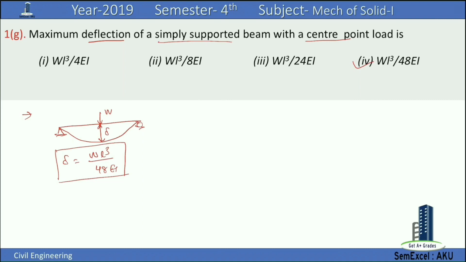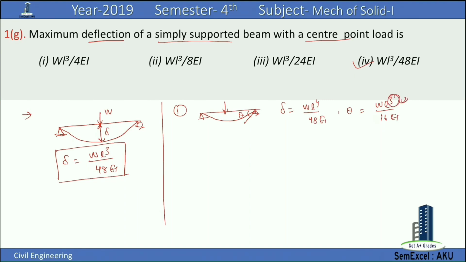Here I would like to give some more formulas. The first is this one: a simply supported beam with a point load at the center. This delta is equal to WL cubed by 48 EI. And the slope at the end point, theta, is given as WL squared by 16 EI. Please note that we have L squared at this point and 16 at the bottom.